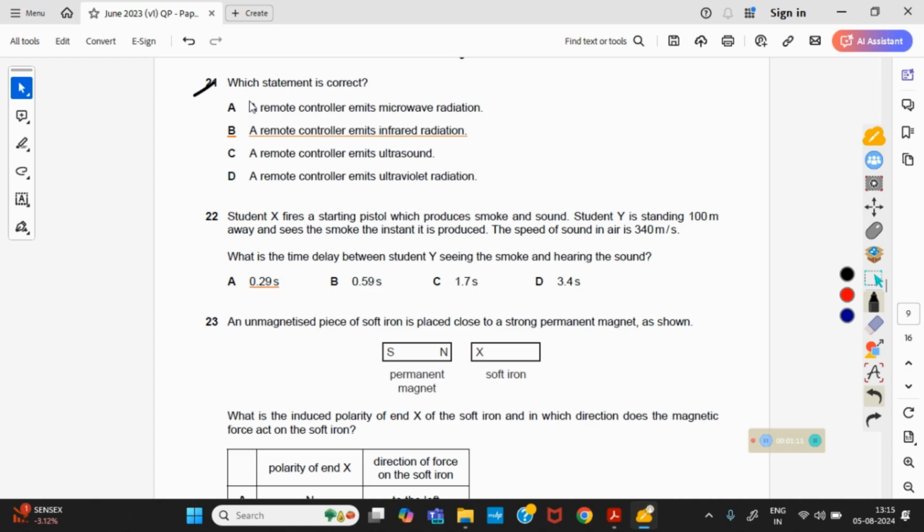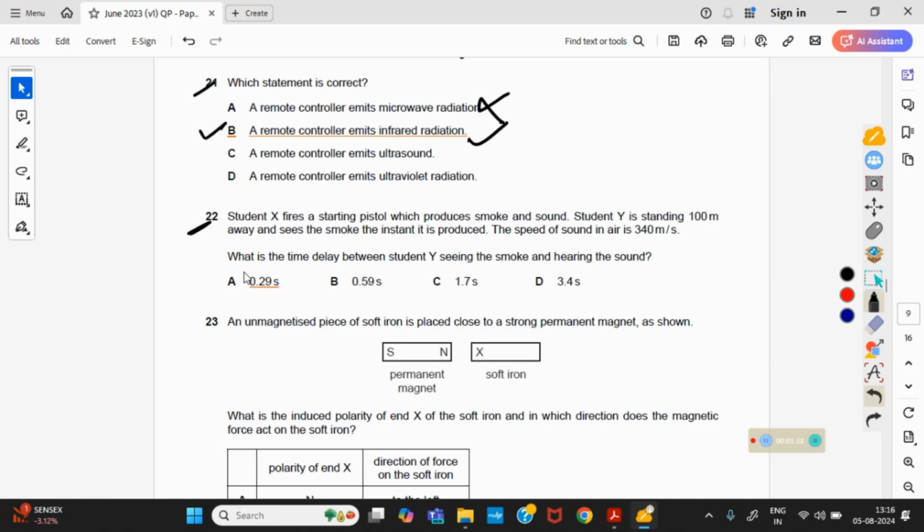In this question, which statement is correct? Option A says a remote controller emits microwave radiation. No, this is not correct. A remote controller emits infrared radiation. This is right because you can feel the temperature of the remote also after use, and these are the infrared radiation. The temperature rises because of the emission of infrared radiation. So option B is right.